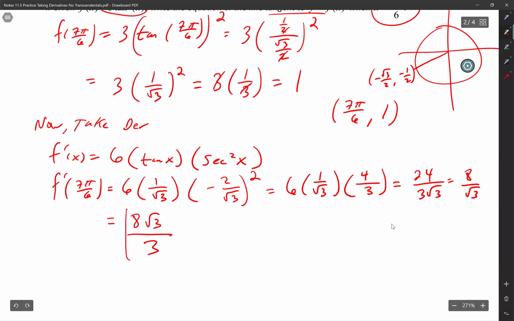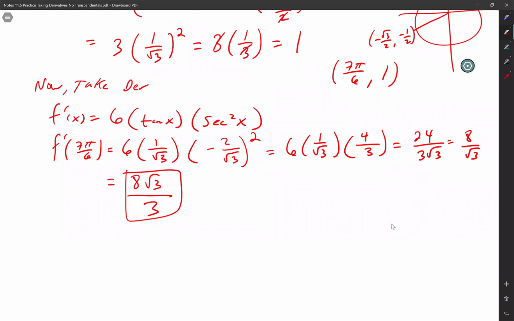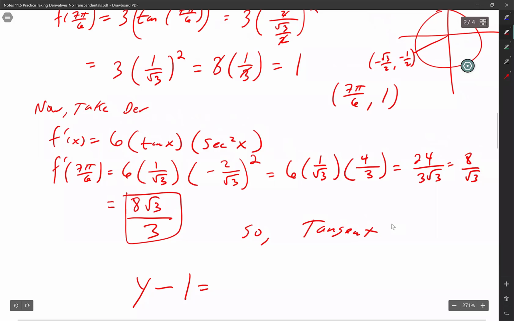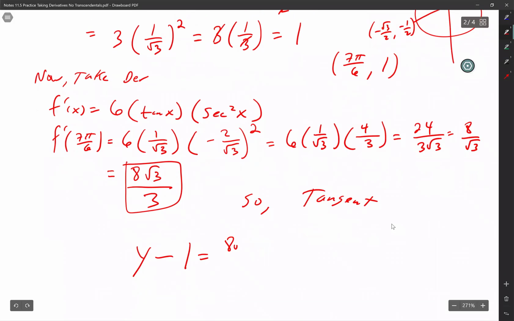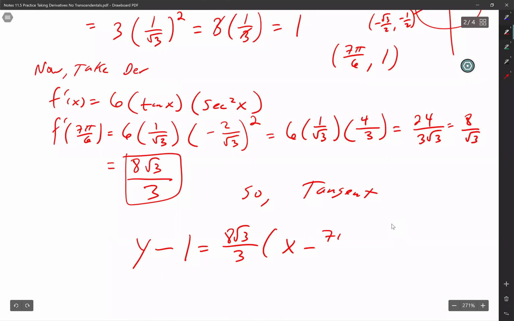So this is my slope. They wanted a tangent line, right? So tangent, and we're going to find out. We're going to put it on Desmos to see if it really is. Y minus 1 equals 8 square root of 3 over 3 times x minus 7 pi over 6.